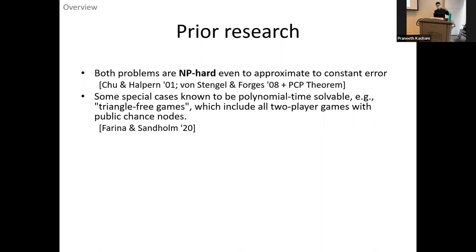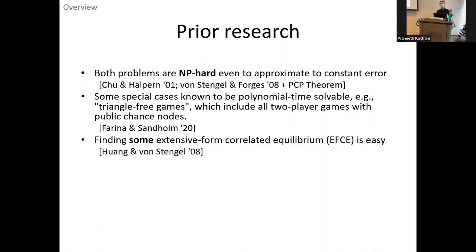Another thing that is known to be doable in polynomial time is finding one correlated equilibrium. In this talk, I will not be focused on finding one correlated equilibrium. I want to find an optimal correlated equilibrium, where by optimal, I mean, for example, social welfare optimal or optimizing any other objective. So finding one is not good enough for us.